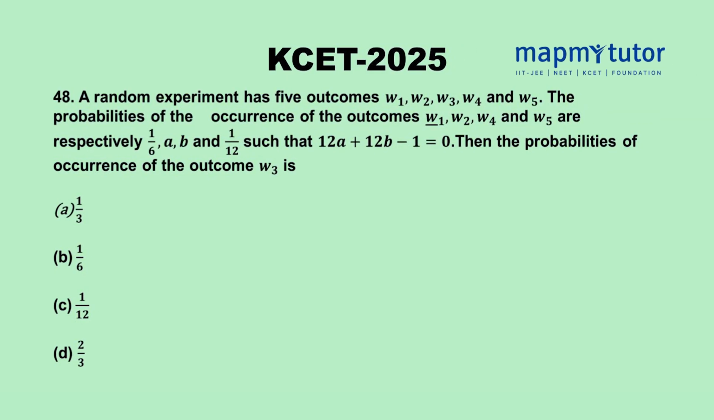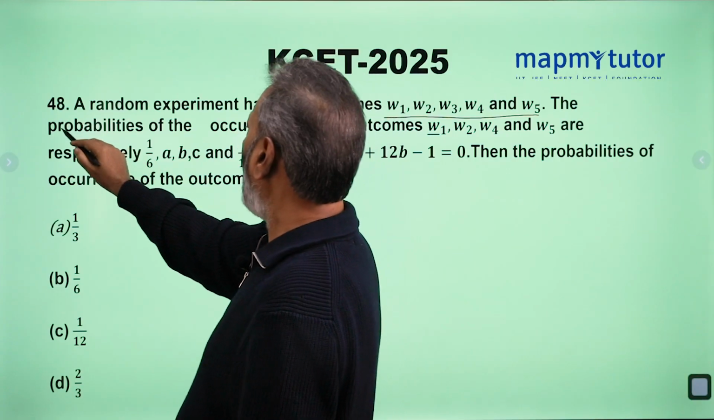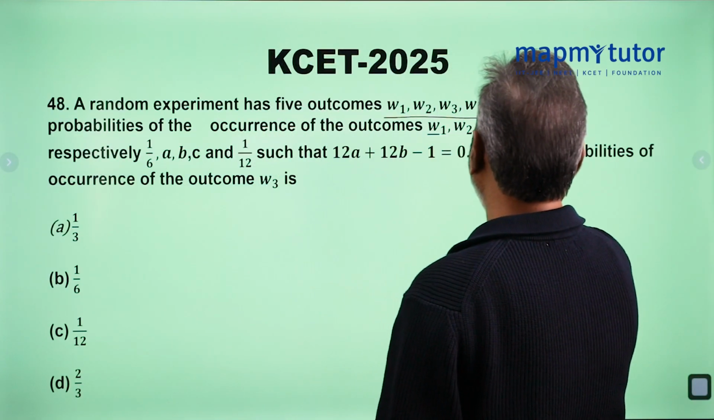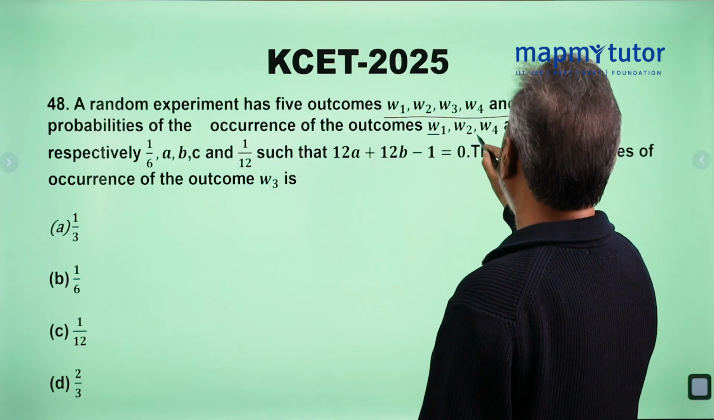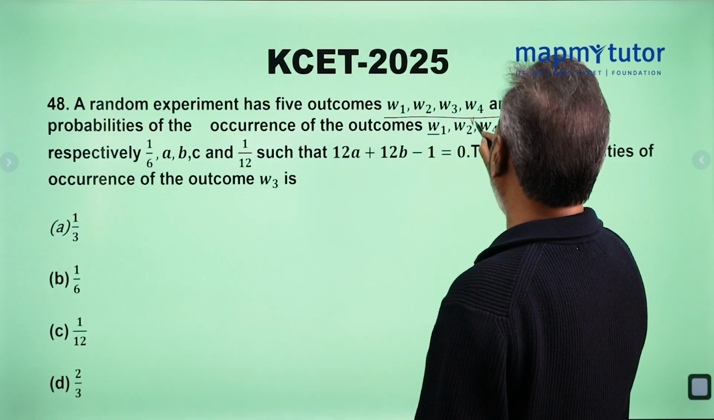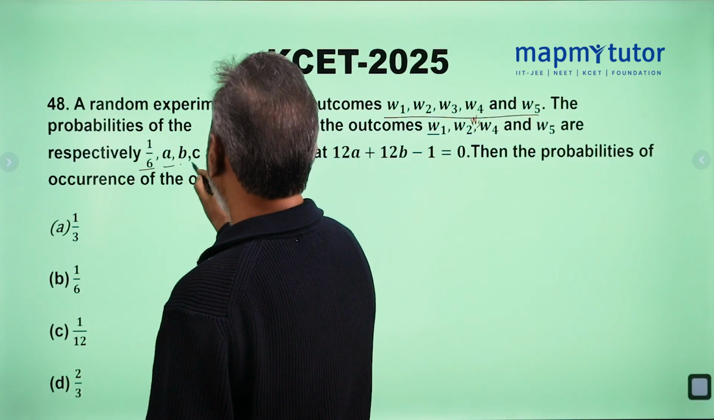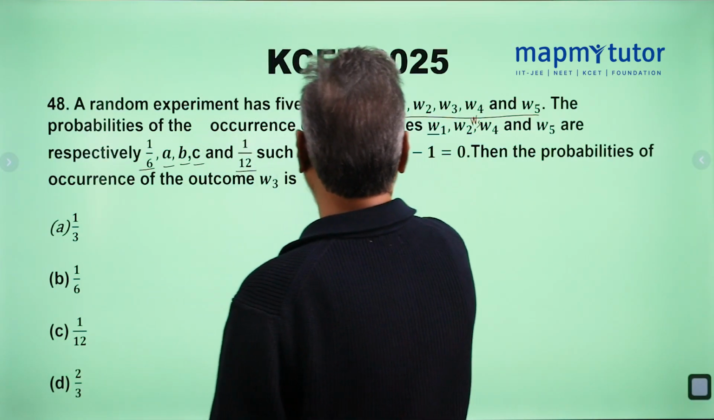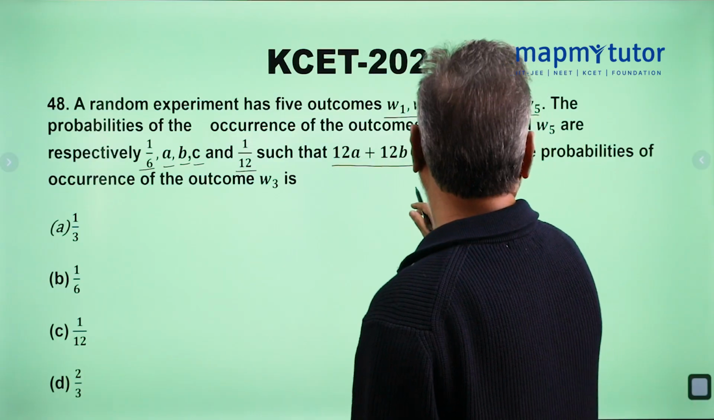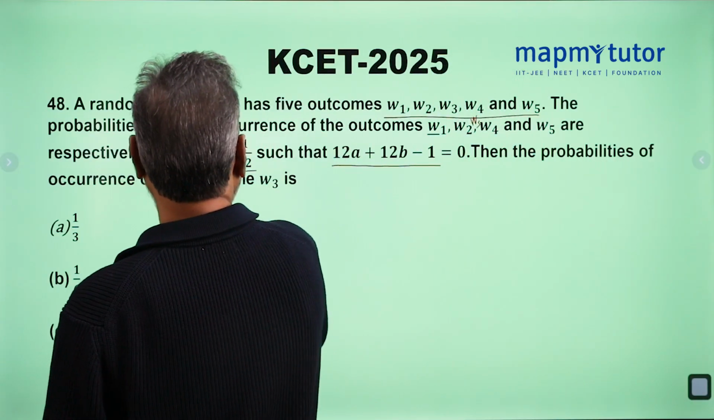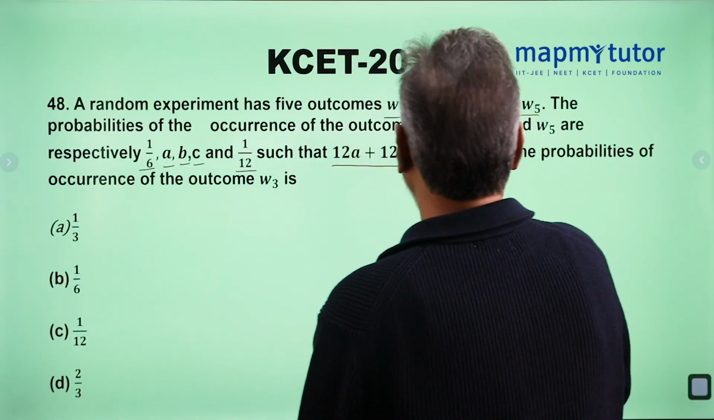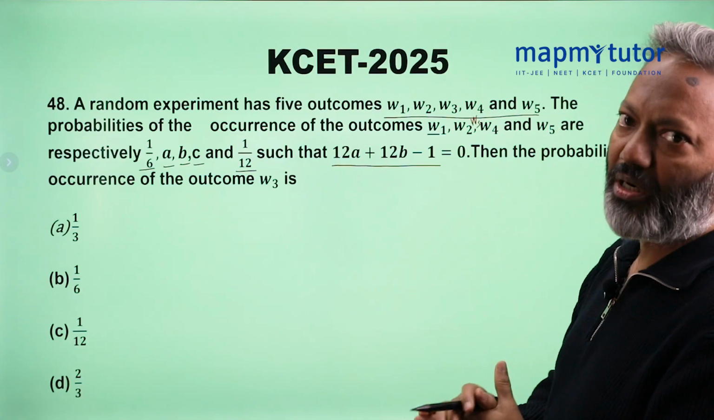A random experiment has 5 outcomes. See, outcomes are given. Usually E1, E2, E3 events are simple events. Okay, W1, W2, W3, etc. The probabilities of the occurrence of these outcomes are given; I think here W3 is missing. Okay, anyways, W4 and W5 are 1 by 6, A, B, C and 1 by 12, such that some condition is given. Then what is the probability of occurrence of the outcome W3? Only P of W3 I want.